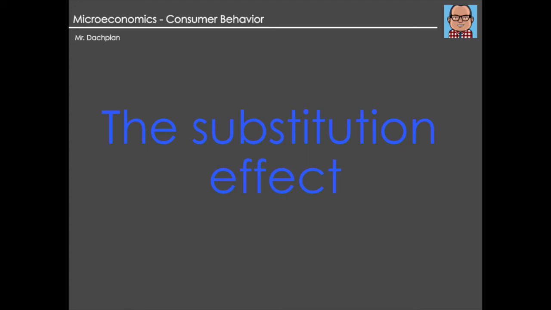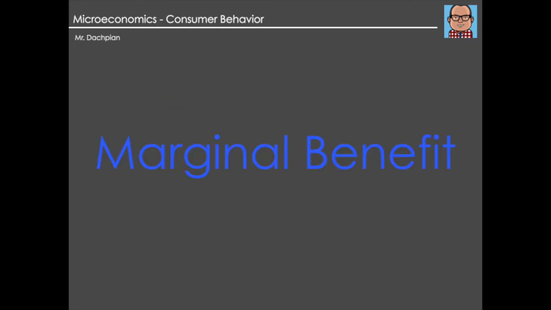A decrease in the price of one good, holding the price of the other good and the budget constant, makes that good relatively less expensive. So we tend to switch our spending toward that good and away from the good whose price remained the same.